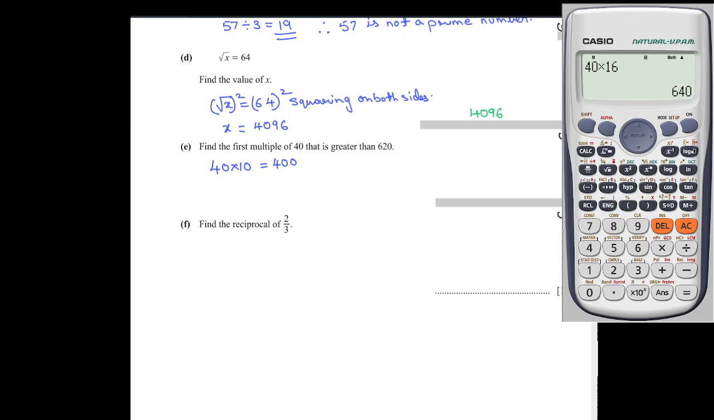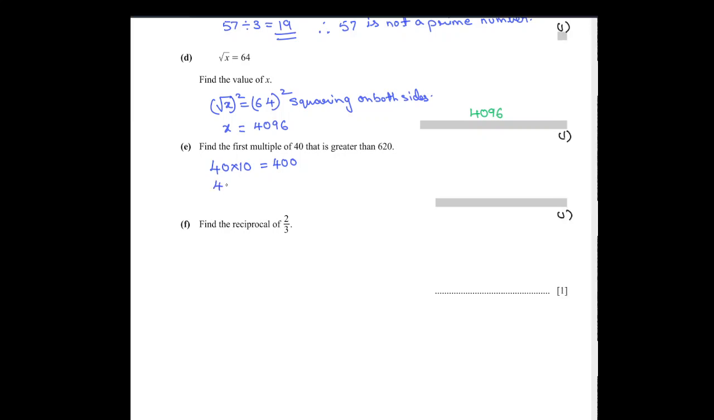Find the first multiple of 40 that is greater than 620. So the multiple of 40 which is greater than 620 is 640. 40 into 16 is 640. So write down 640 is the answer here. That is the multiple. Question number F. Find the reciprocal of 2 by 3. Reciprocal of any fraction is interchanging the denominator and numerator. So 3 by 2.